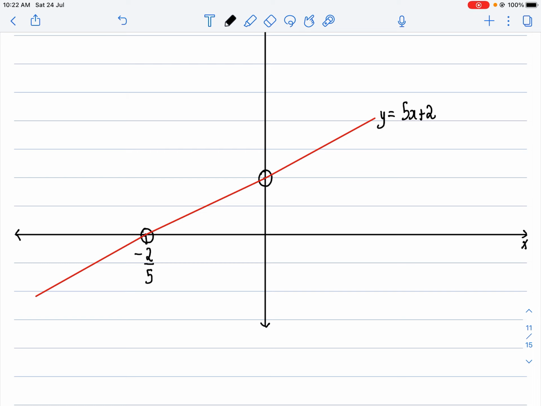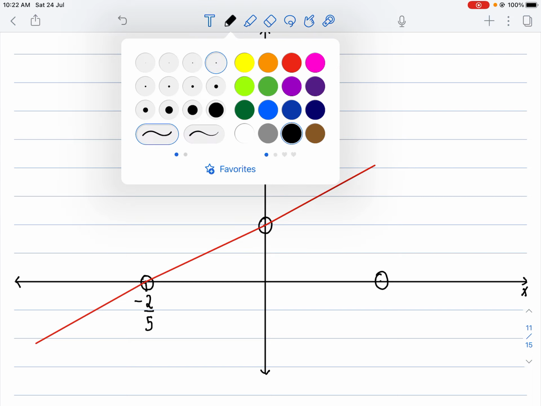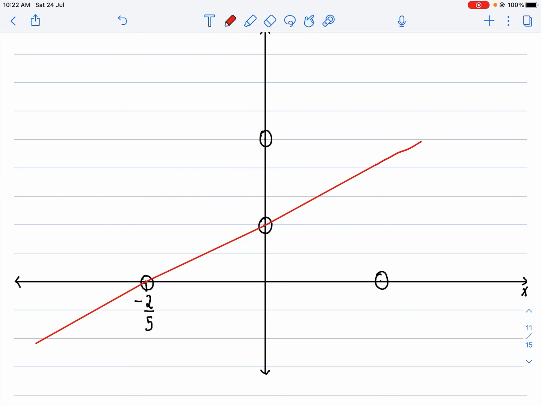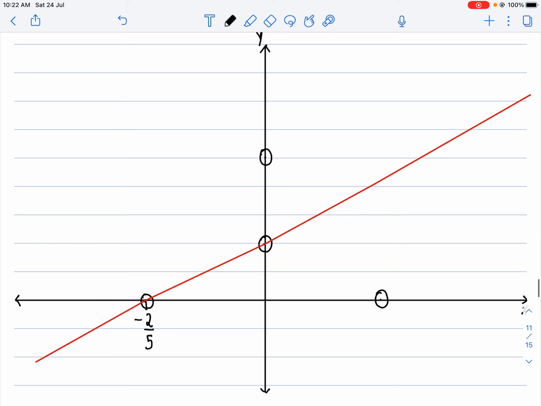Correct? So first I have 0 comma 5, okay, which lies somewhere here. Then I have 5 comma 0, which let's say lies somewhere here. Okay, I'll just extend this graph here, because this goes up till here actually. Correct? So I'll basically get y equals to 5x plus 2 here. Okay, this is what I simply get.